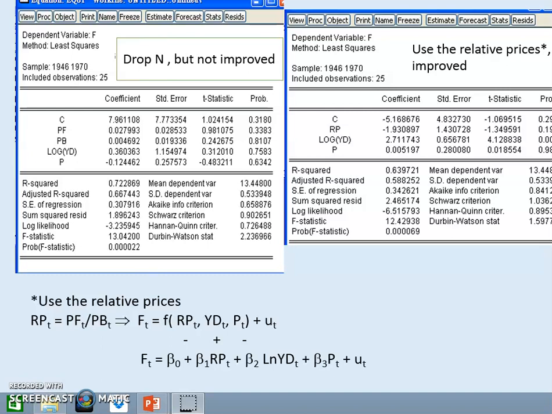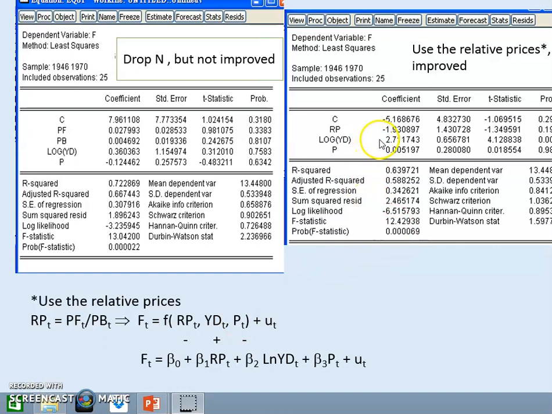Basically it's related to the concept of opportunity cost. These are all concepts we use in microeconomics. So that's how you plant the theory inside the model. So when we have this relative price, using PF and PB, our regression model would be the consumption as a function of relative price, and also we have the disposable income, and P as the dummy variable for red current.